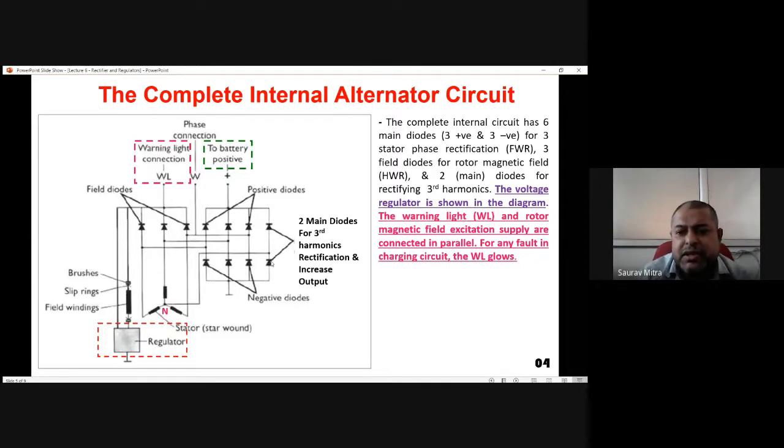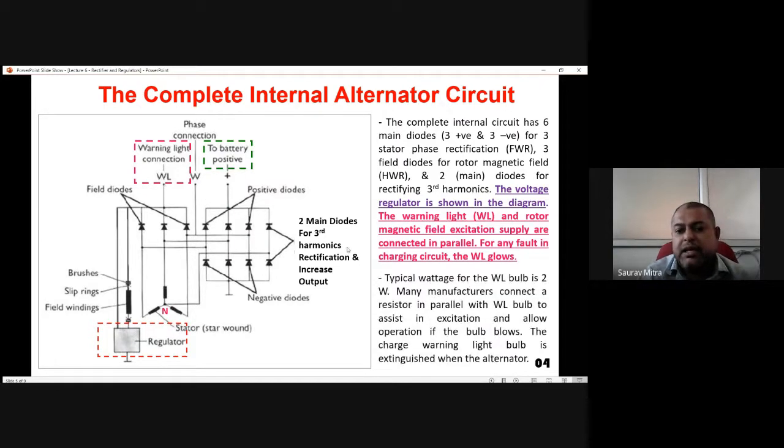The voltage regulator is shown in the diagram. The voltage regulator is connected in series with the magnetic coil or field coil. Then the warning light WL: this thing is the warning light WL, and the rotor magnetic field excitation is connected in parallel. From this point, one supply is going to the warning light, another supply is going to the regulator, and another supply is going to the field coil. All these three things are parallel. For any fault in the charging circuit, the WL will glow.